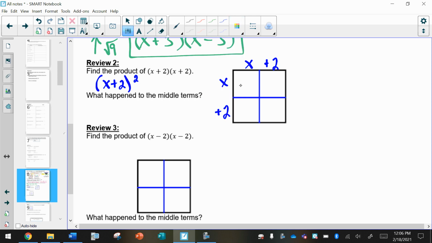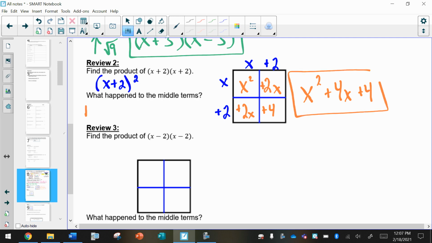So when we multiply this out using our table, x times x is x squared. X times 2 is a positive 2x. X times 2 is another positive 2x. 2 times 2 is a positive 4. So what happens here is we get x squared, and then the plus 2x make a plus 4x. And the positive 2 and the positive 2 multiplied to be a positive 4. So what happened to the middle terms? They got added together. They added together to make a positive 4x. They didn't disappear that time because it was both the same number and the same sign.